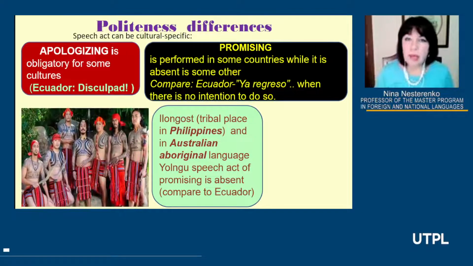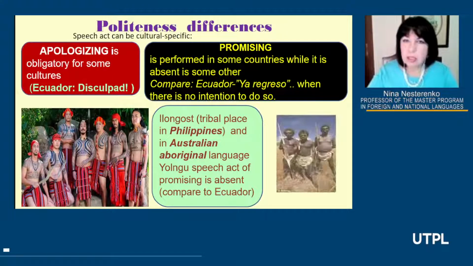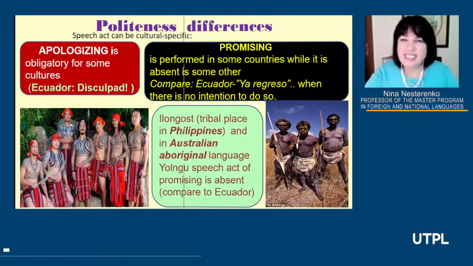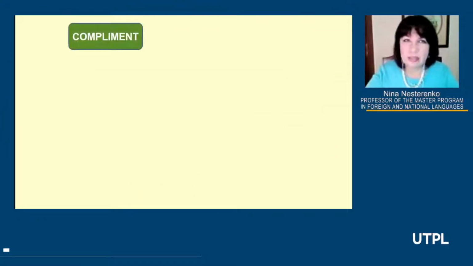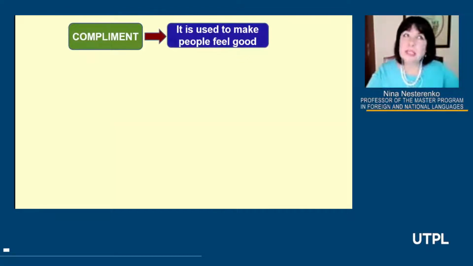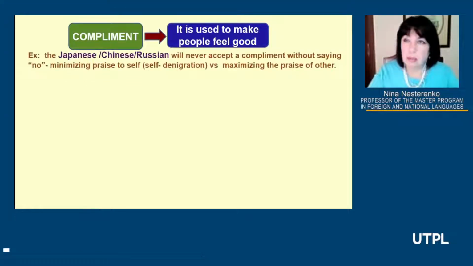Well, and then we have promising. Promising is not present in some languages in the Philippines and among Australian Aborigines. They never apologize either, so they don't have this concept. And compliment: a compliment is another way to be polite, right? To say something to make someone feel good, but it is also interpreted differently.